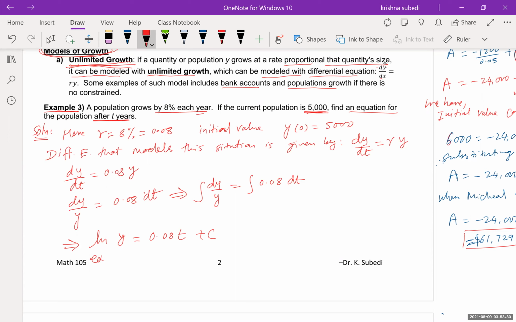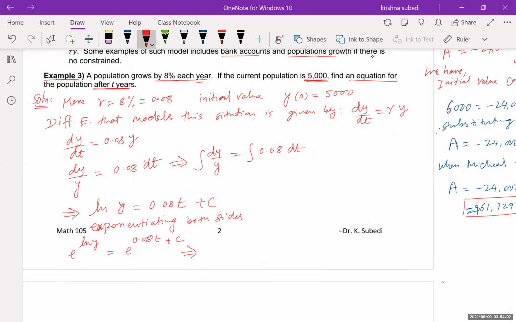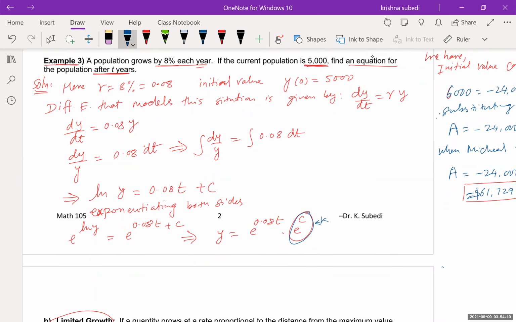Now exponentiating, I trust that you can carry on this yourself. Go ahead and try, okay? Complete this by yourself. This one is a constant, I replace that by k. So this is our general solution.